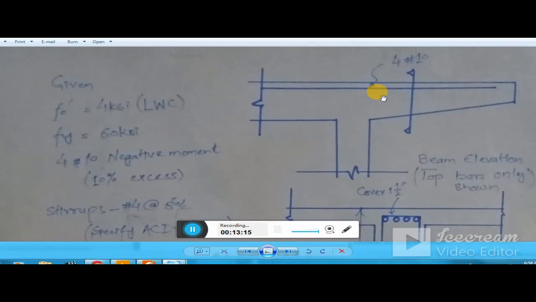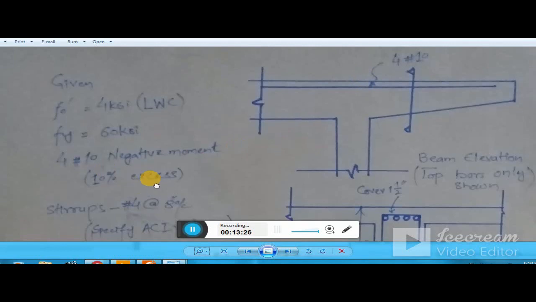Because we have AST required and AST provided. AST provided is, you can say, we provide 10% more steel than required by the design. Clear? So this will be used, okay?